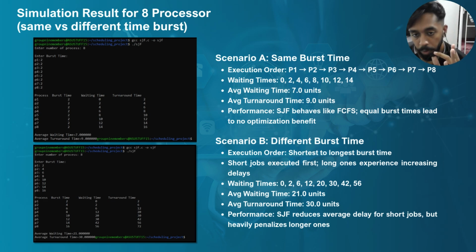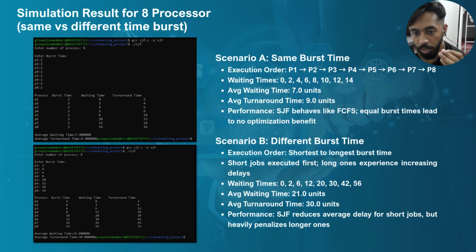So the next one is for eight processes, the same thing, two scenarios, scenario A and B. A has the same burst time, which is 2. So for the average waiting time and the average turnaround time, SJF behaves just like FCFS, and since there's equal burst time, it leads to none of the optimization benefit. But in scenario B, there's different burst time. We assign it 2, 4, 6, 8, 10, 12, 14, 16 in that order.